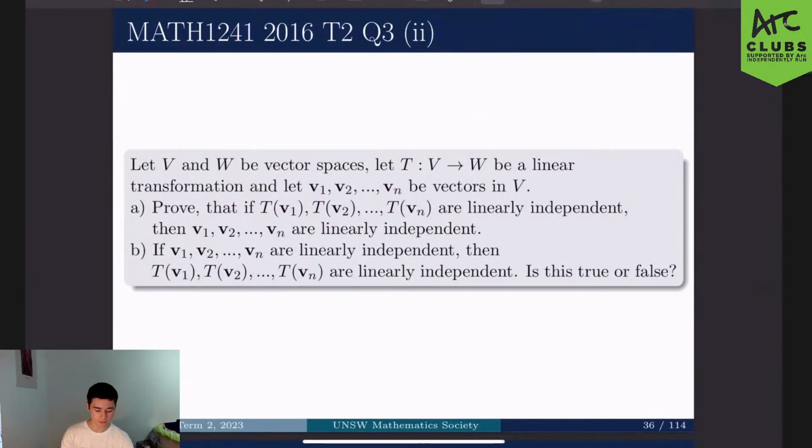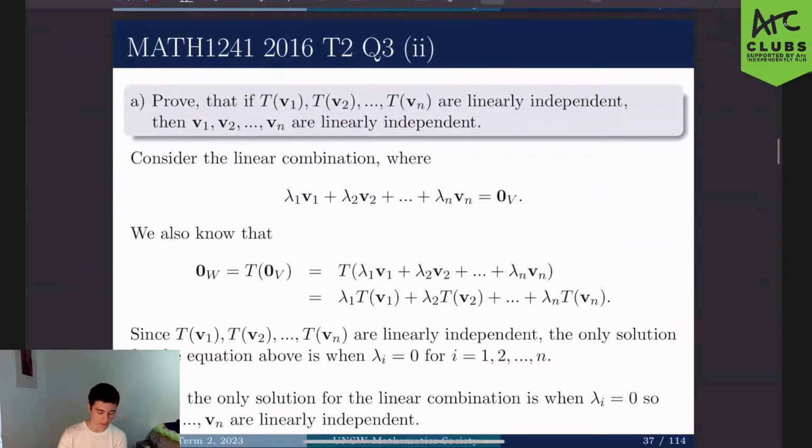We're going to prove for arbitrary vector spaces that if the transform of certain vectors is linearly independent, then the original vectors must also be linearly independent. From this, we're just going to use the property of the linear transformations to throw these linear combination multiples outside.